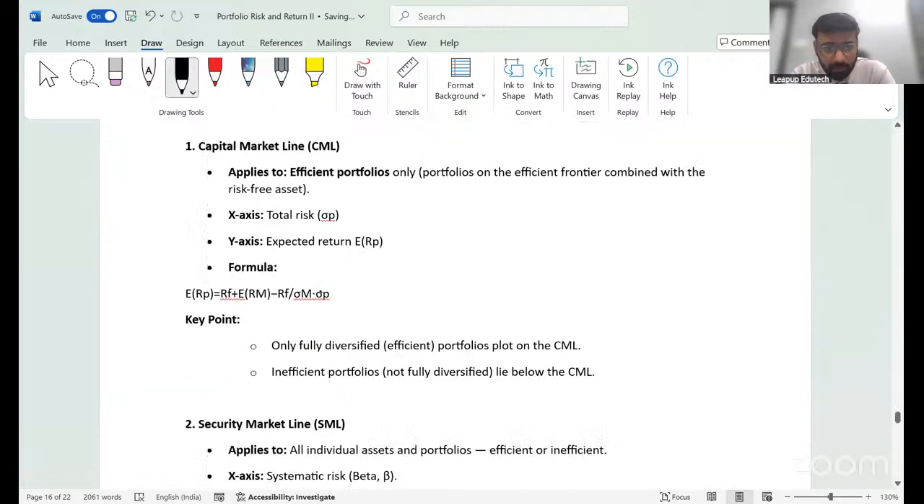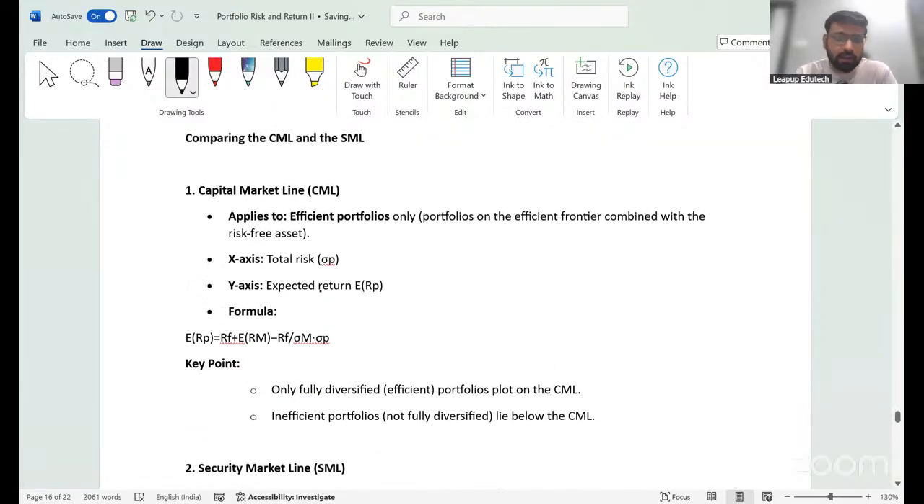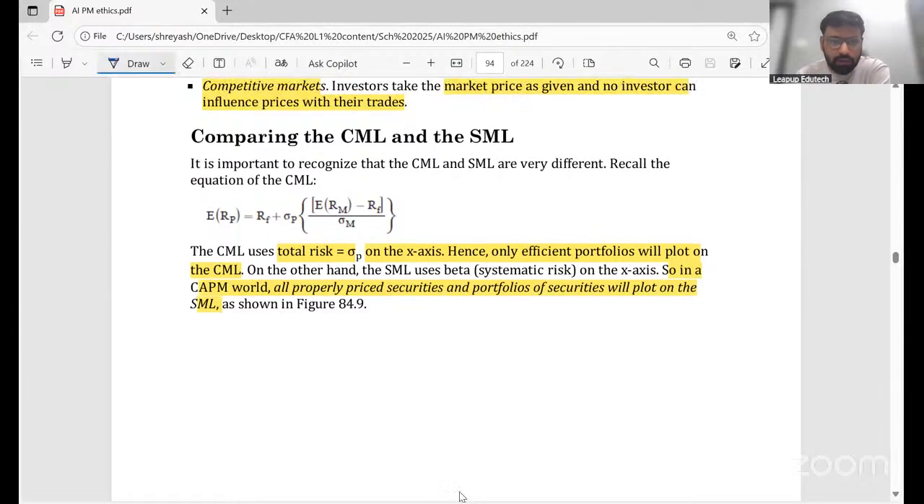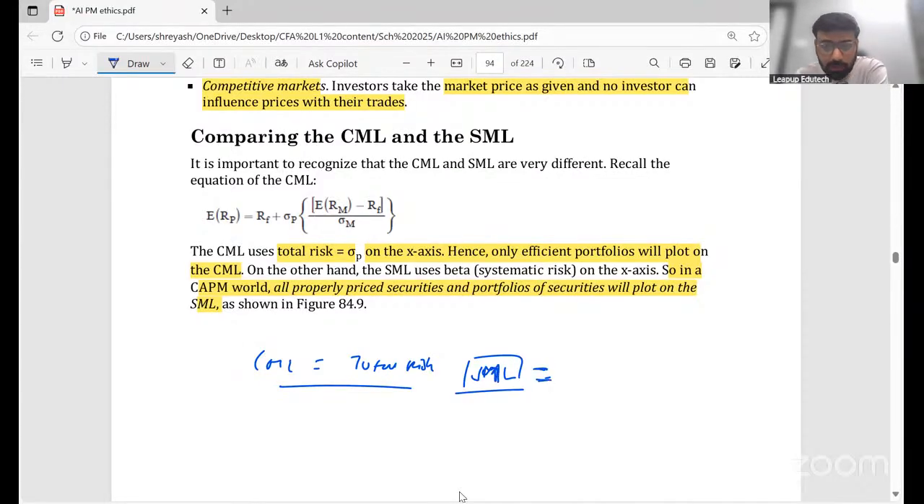And let us start to compare CML and SML. Sir, we understand what you mean by CML. Actually, you know what? I would want to take you guys to Schweser for this. Sir, in CML, what were we using? In CML, we were using the total risk. In SML, what do we do? In SML, we use only systematic risk.